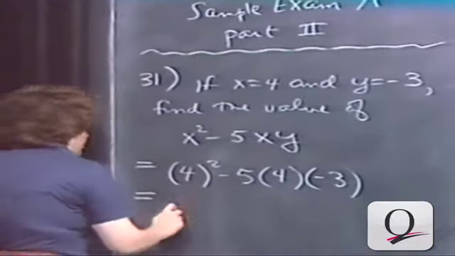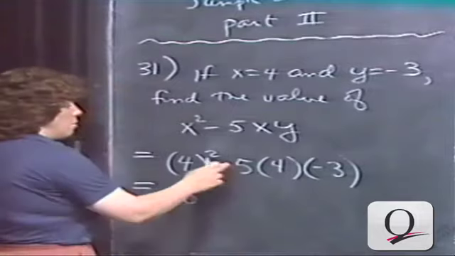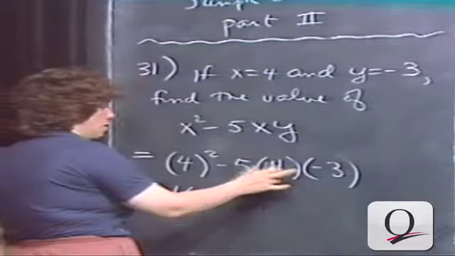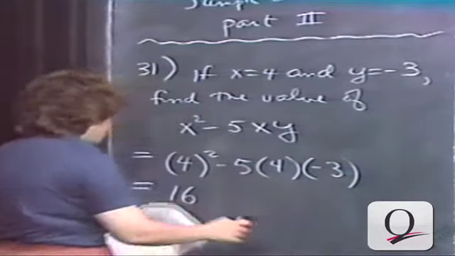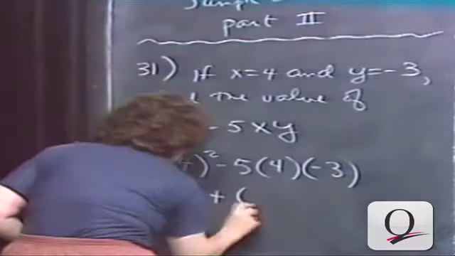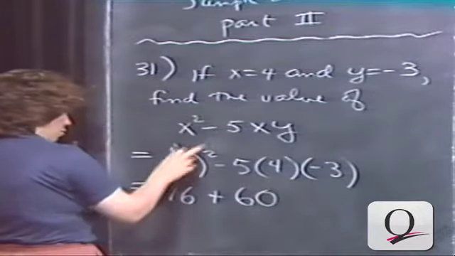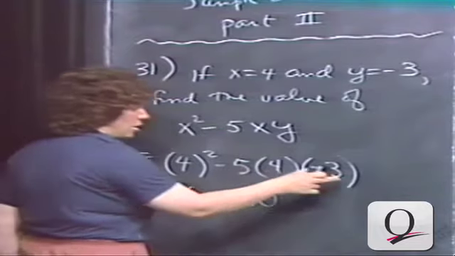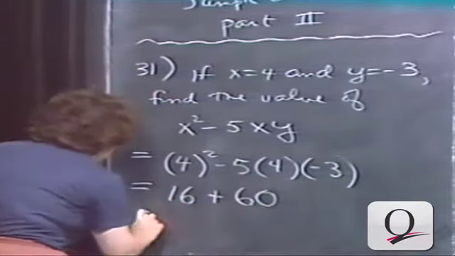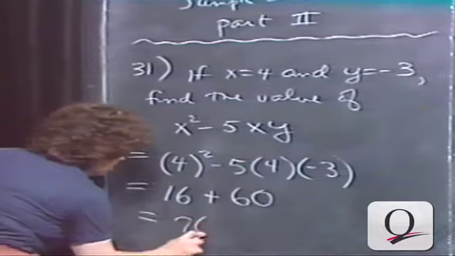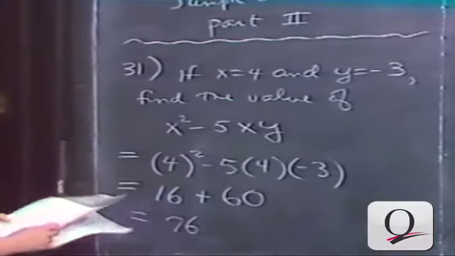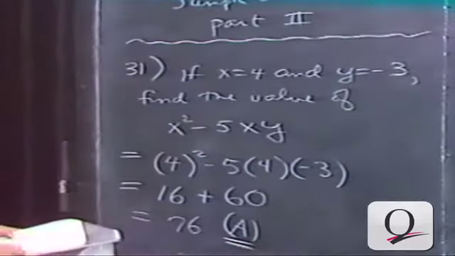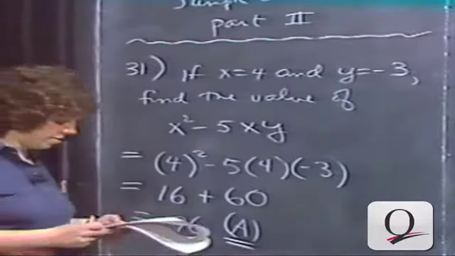Well, 4 squared is 16. Now, minus 5 times 4 is minus 20. Minus 20 times minus 3 is plus 60. So we have 16 plus 60. The 4 squared is the 16. Minus 5 times 4, as I said, is minus 20 times the minus 3 is plus 60. 16 and 60 is 76. And 76 is choice A on the test. So the answer to question 31 is answer A.